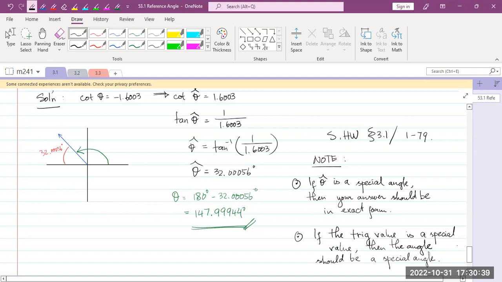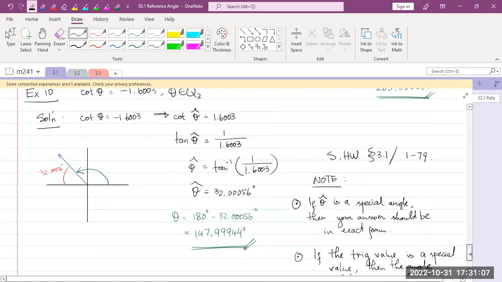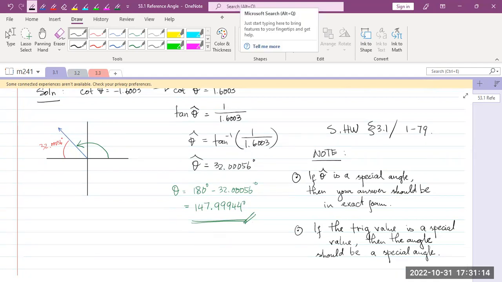Like the one we have here, sine theta equals -1/2. You see the sine, then sine theta hat is 1/2. That 1/2 is a special value for sine, right? So the theta hat must be a special angle. Then don't use a calculator for that. I mean, yeah, you can use a calculator and get that 30 degrees, but why? You should have memorized that, right? Now that's for this section 3.1. I know that's a long section here, but please study as much as you can. Okay, we will go on to section 3.2.